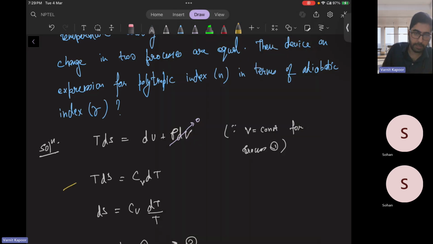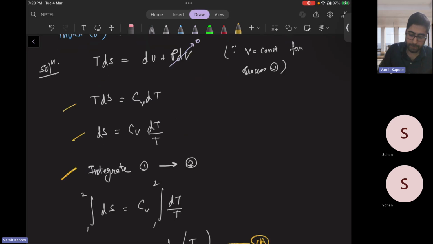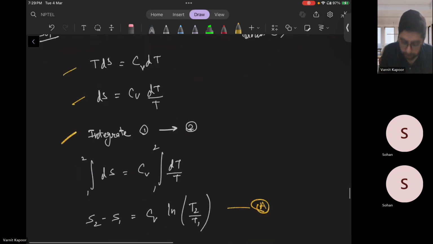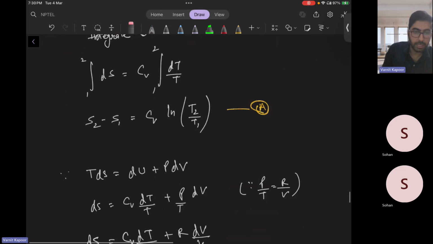So TdS is CV dt. Okay. So ds comes out to be CV dt by T. You can integrate from process 1 to 2. So integral 1 to 2 of ds is equal to CV integral 1 to 2 of dt by T. So S2 minus S1 is equal to CV ln T2 by T1. We get that. Okay. This is our equation.